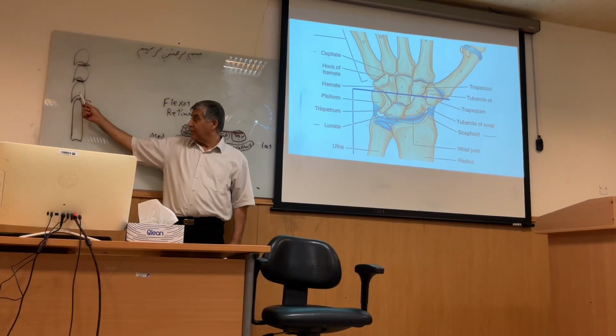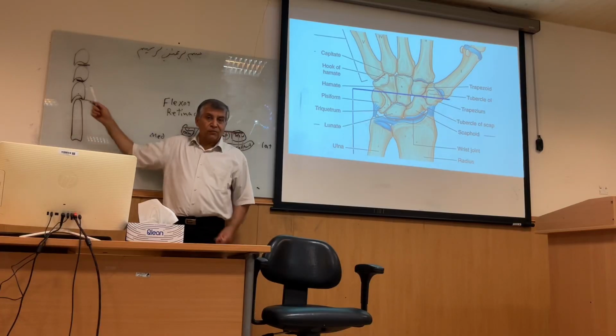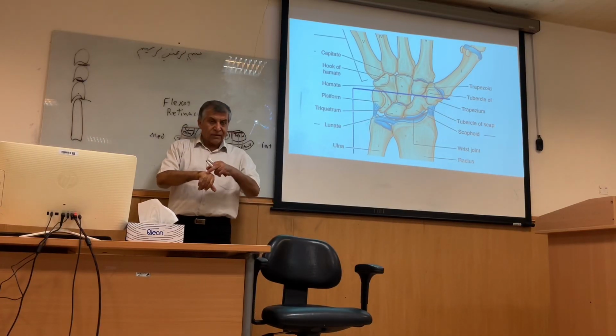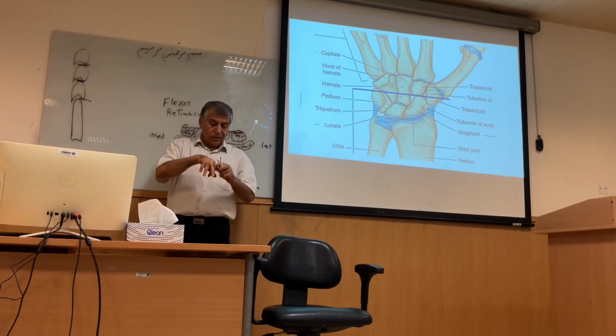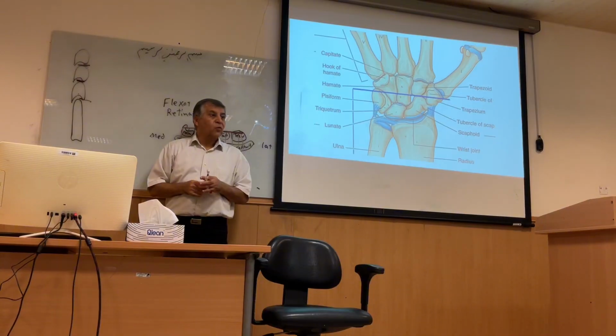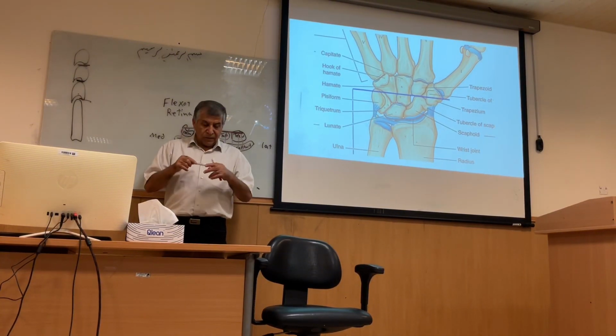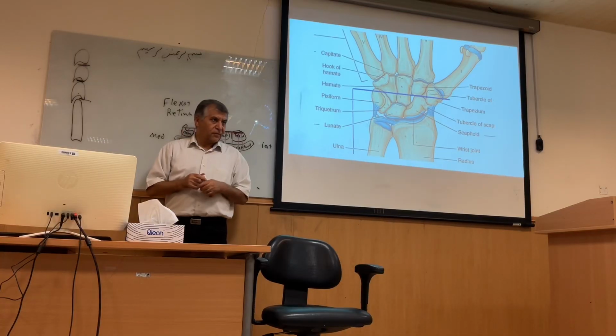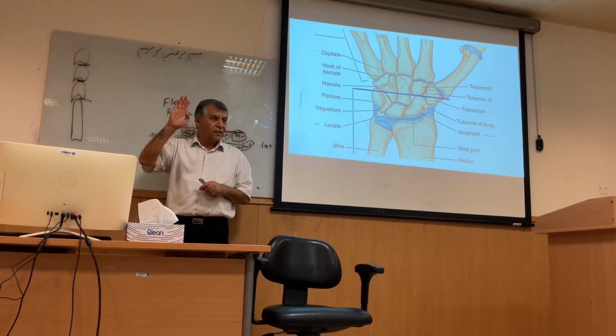This joint's name: metacarpophalangeal joint. Head of metacarpal, this one phalanx. This joint is metacarpophalangeal joint. Type of them, condyle. How many movements? Four: flexion, extension, abduction, adduction.